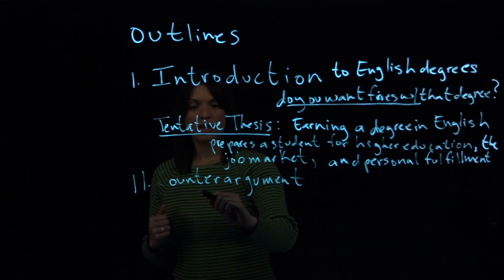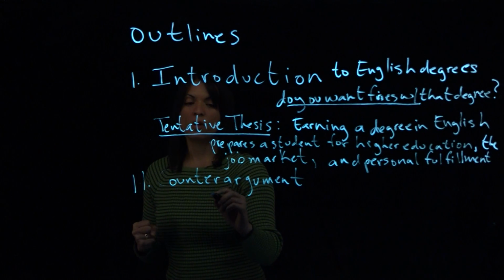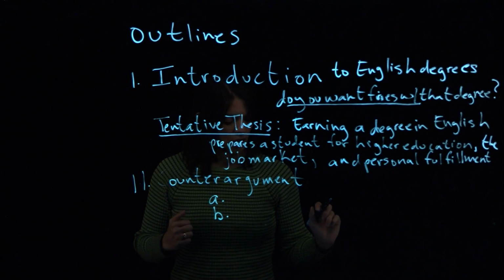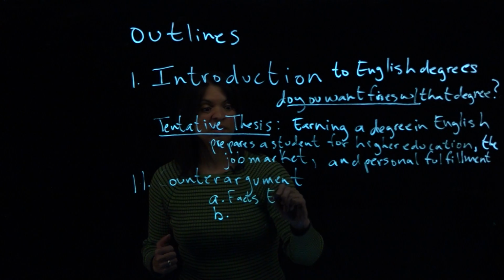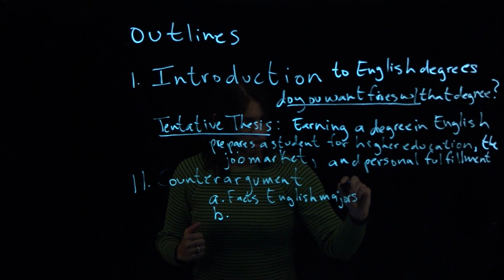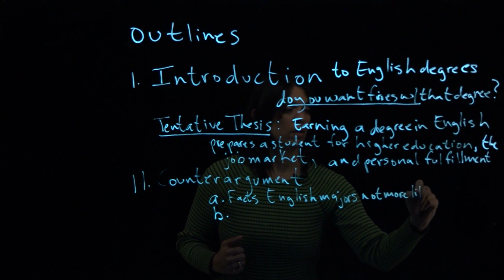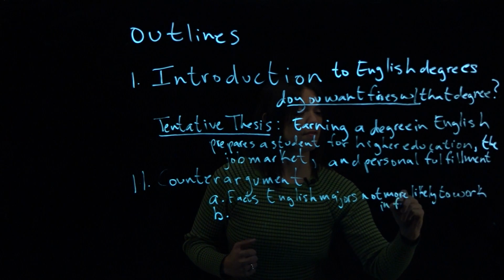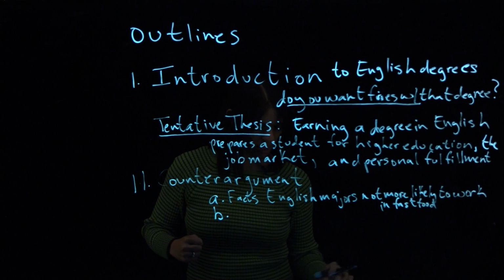And so under the second Roman numeral, I could put in supporting points that I would want to expand on in the actual paper. So supporting points could be things like facts. I could prove it's actually fact that English majors are not more likely to go to work in fast food. That was just a mean joke that was perpetuated throughout time.